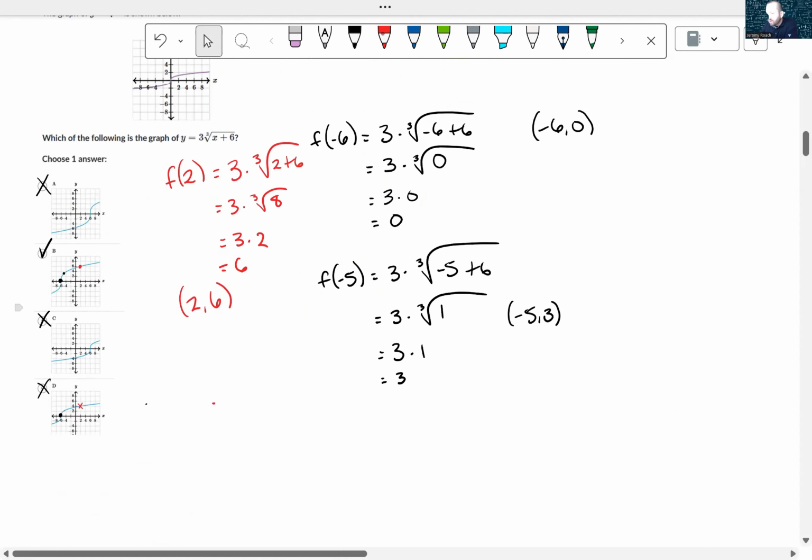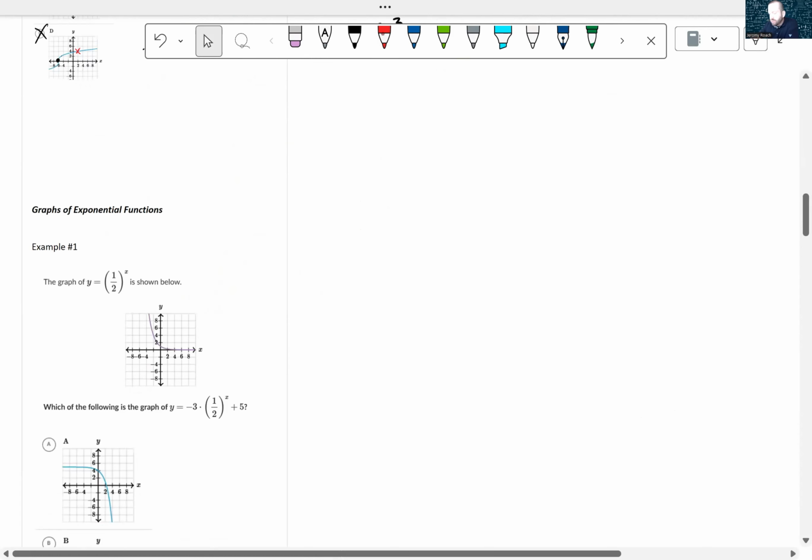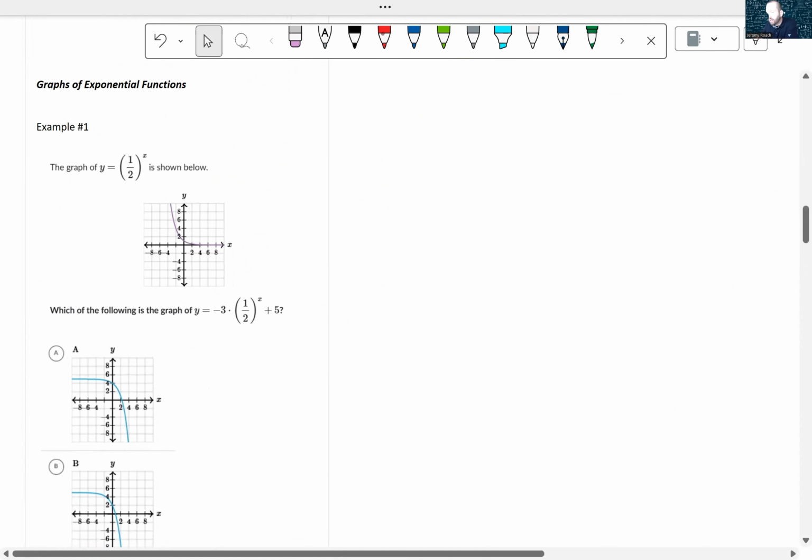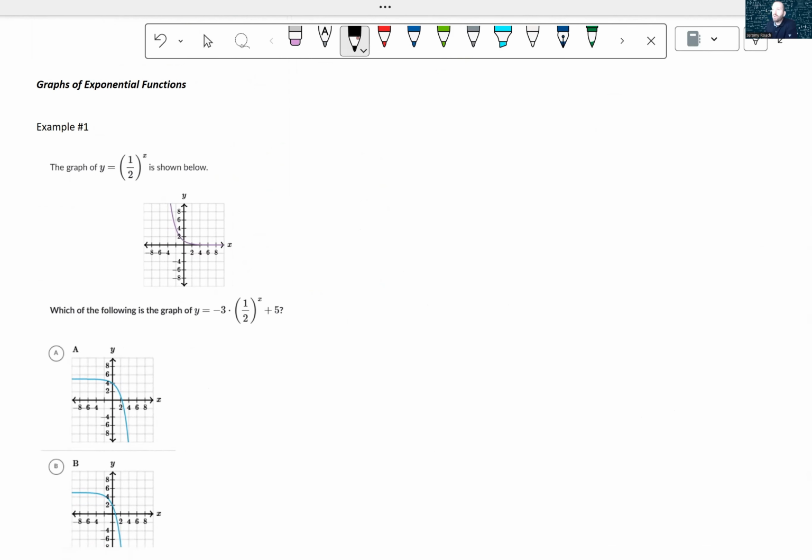All right. So let's take a look next at exponential functions. We're going to use a similar method with exponential functions, plugging in some values, but let's think about what those values are that we want them to be. So first we have this function that's y equals 1/2 to the power of x. So we have that function there, and it wants us to graph this function y equals negative 3 times 1/2 to the x plus 5.